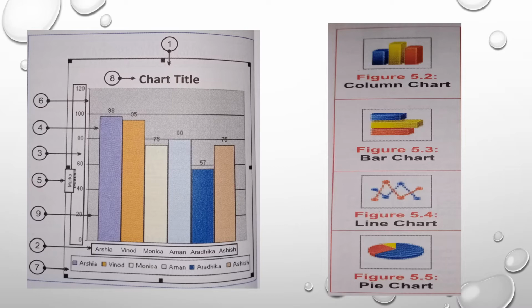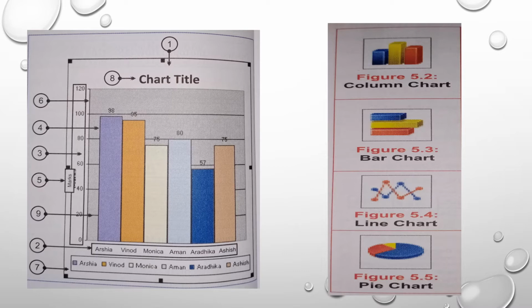Now the last one is the gridline. This can be either a horizontal or a vertical line, depending on the selected chart type. They extend across the plot area of the chart. Gridlines make it easier to read and understand the values.